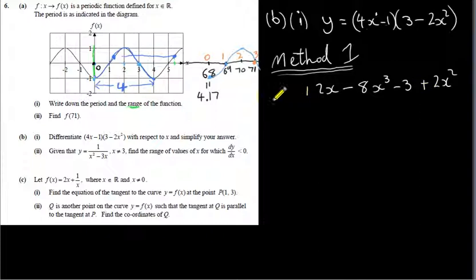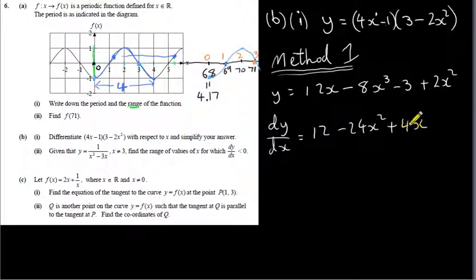And if we simplify this, we get 12x minus 8x cubed minus 3 plus 2x squared. Well, actually it is simplified. All the terms are unlike terms. Next thing we do is we just differentiate term by term. We have it written out as a series of terms. We differentiate each term. The derivative of 12x is 12. The derivative of minus 8x cubed is minus 24x squared. The derivative of minus 3 is 0. The derivative of 2x squared is plus 4x.